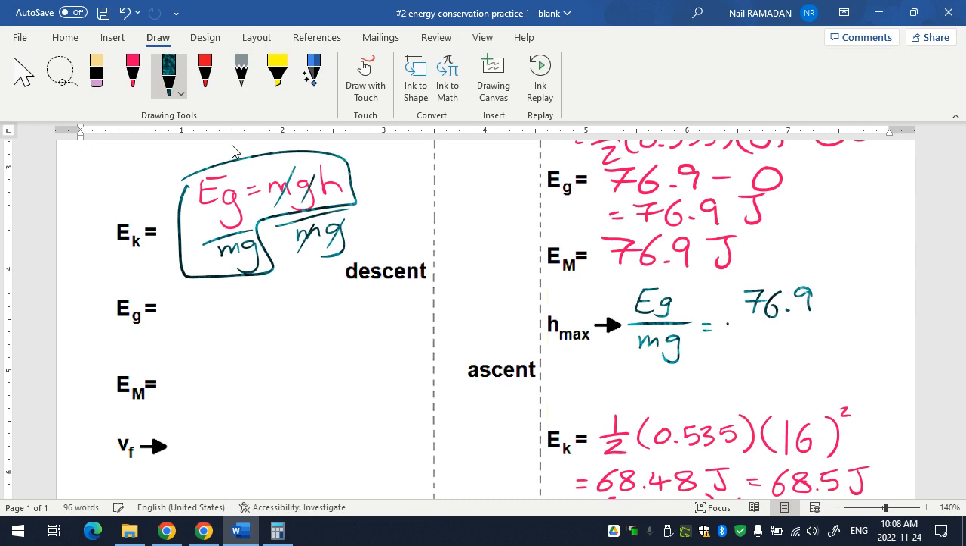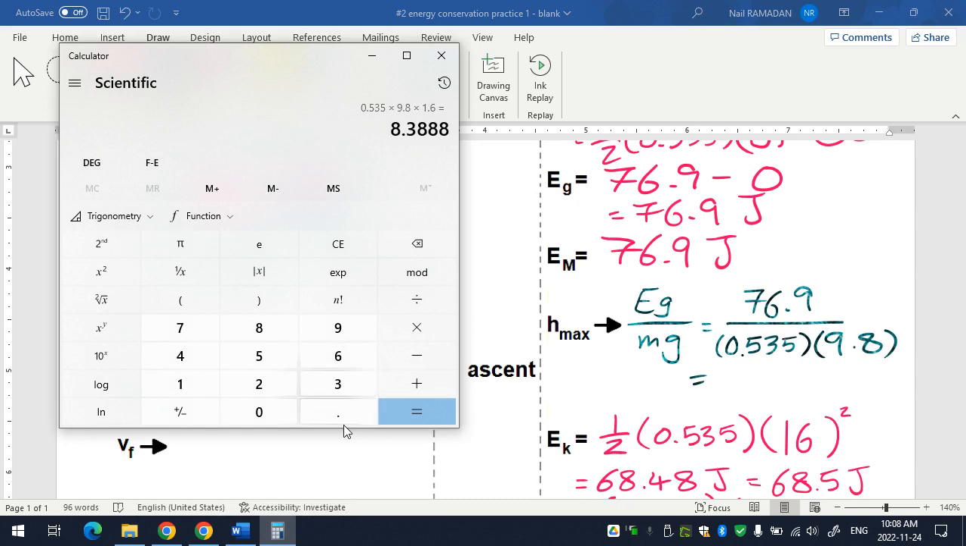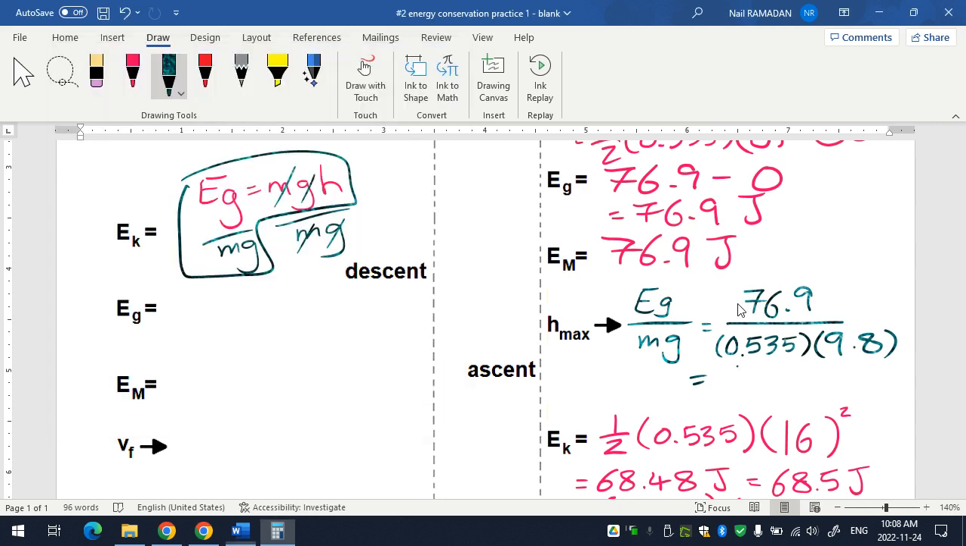76.9 divided by the combination, not the combination, sorry, the product, I should say. Combination usually means you add. 9.8. Okay, how much is that? I'm gonna multiply first, and then I'm gonna flip. Yeah, you're right. Okay, up to 14.7, up to 3 sig figs. 14.7 in what unit? Standard for distance? Meters. Okay.